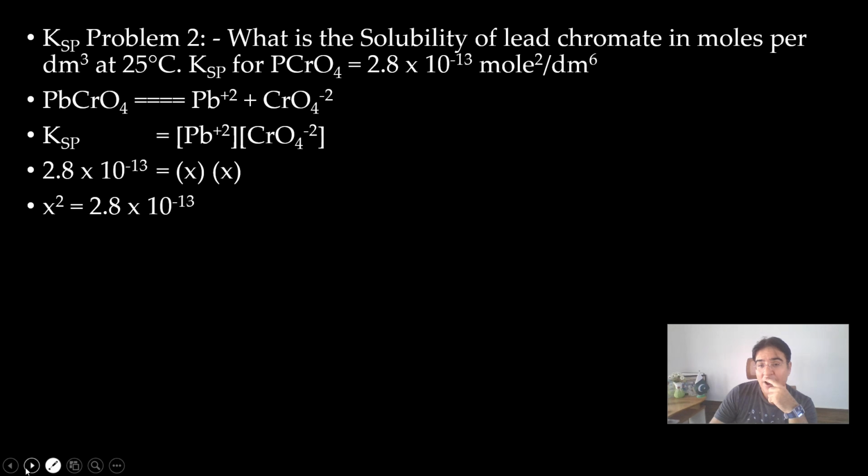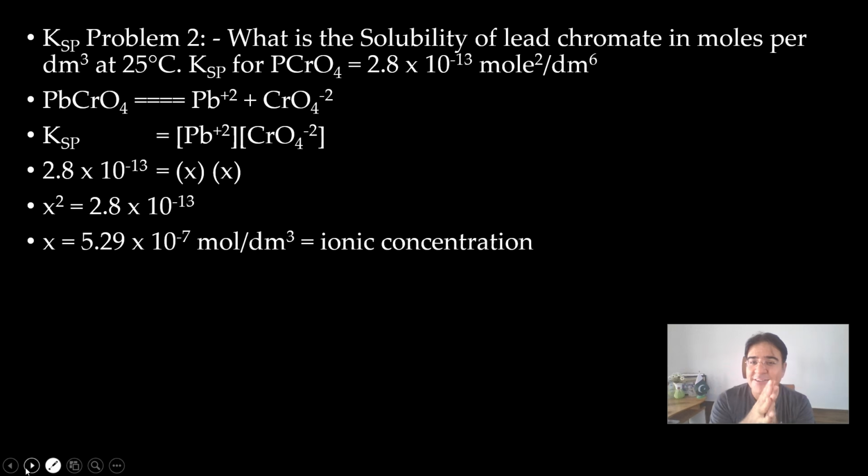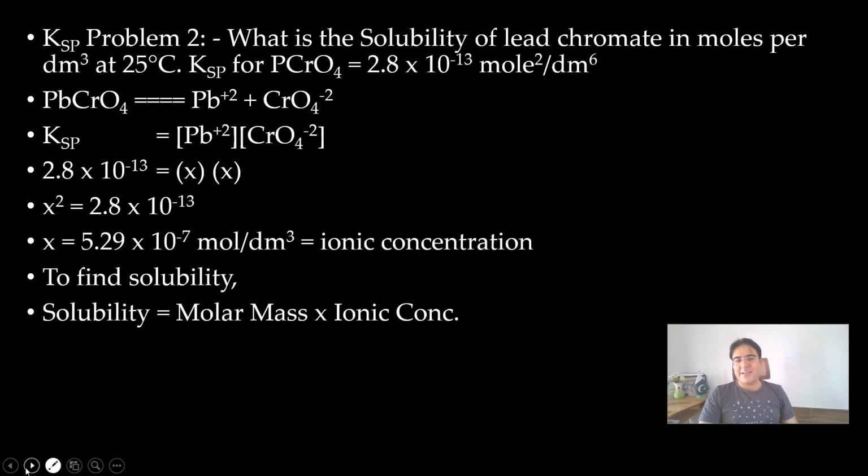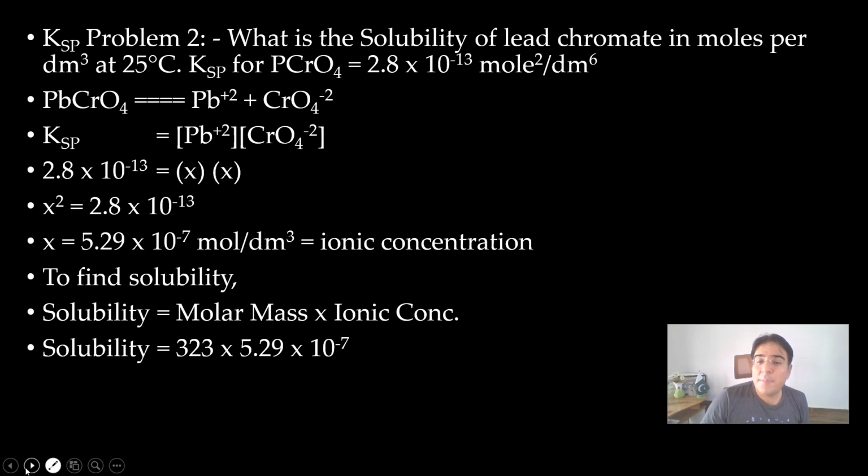Now, x squared. To find the value of x, take the square root on the right side. And this is the ionic concentration of each of the ions, Pb2+ and CrO4 2-. To find solubility, in the last problem, we divided by molar mass. In this case, we multiply by molar mass. So, very simple. To find solubility, molar mass times ionic concentration. All right. So, 5.29 times 10 to the power minus 7 into 323. And what is 323? The molar mass of PbCrO4.